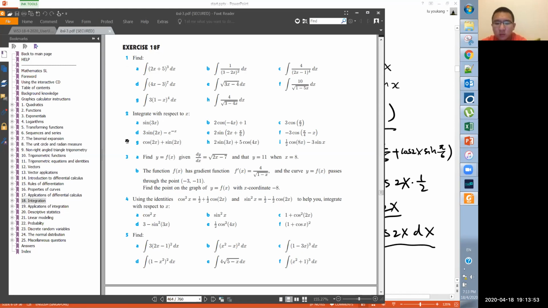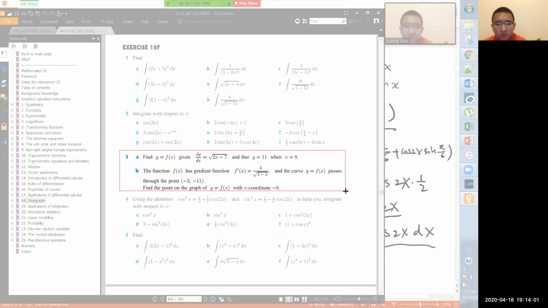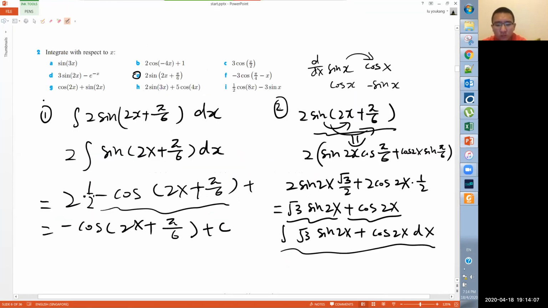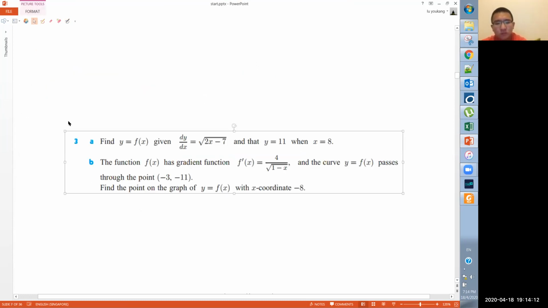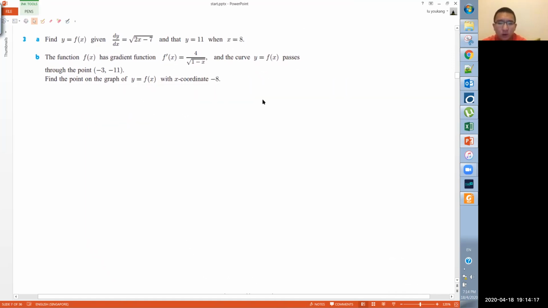Okay, let's do question 3. Question 3 is a question which you need to make use of the concept we have learned so far. So let's do the question together. First thing first, part A says we have y equals to f of x, given that dy/dx is this, and that y equals 11 when x equals 8.